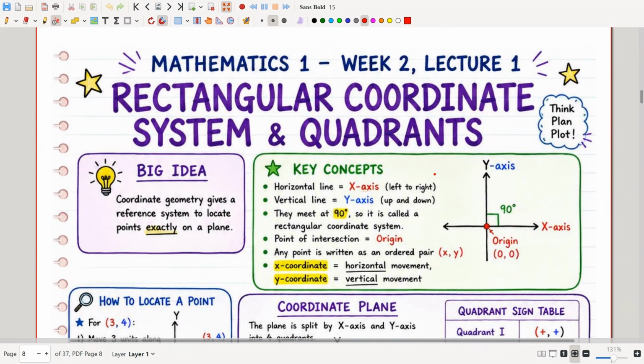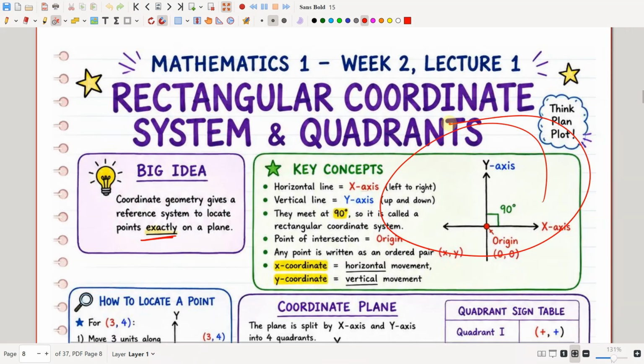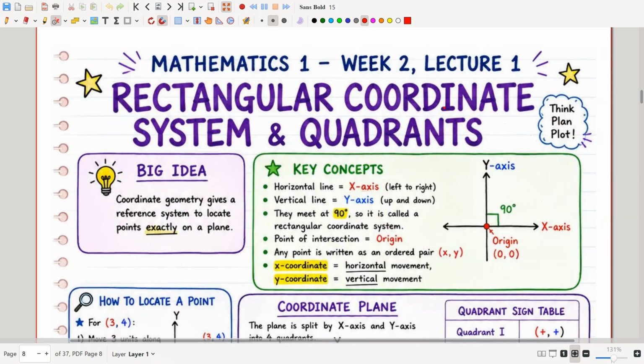Okay, and then let's move on to week 2 content today. So have a big idea. Coordinate geometry gives a reference system to locate points exactly on the plane. So this is what we call coordinate geometry. This coordinate geometry will give us a reference system to locate points exactly on the plane.